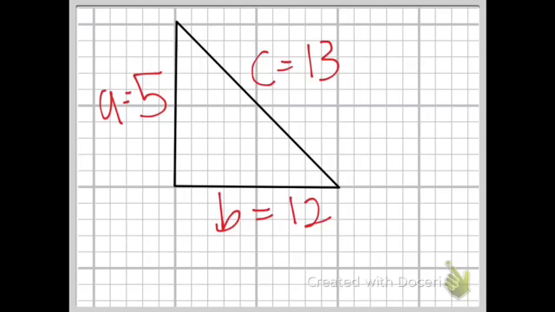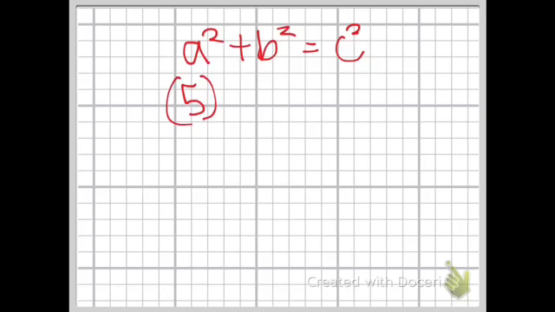Now that we know this, we can go back and check to make sure our answer is correct. To do so, we write the formula again: A squared plus B squared is equal to C squared. And we can substitute all of the variables with their values. A was 5, B is 12, and of course, C is 13.